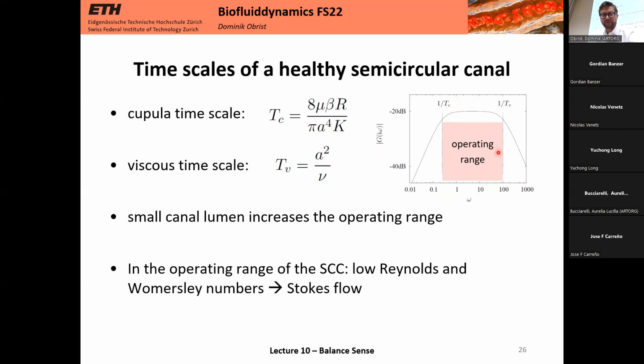And this again defines the operating range. Important information, I think you will look into this in the homework assignment. The small canal lumen, the slender size of that, so that's A. Look here, it stands in the denominator. So the smaller the canal is, the larger TC is, or the smaller this corner frequency is, and the smaller A is here, the more this moves to the right. So a small canal makes a larger operating range. This is one explanation why semicircular canals are so small.